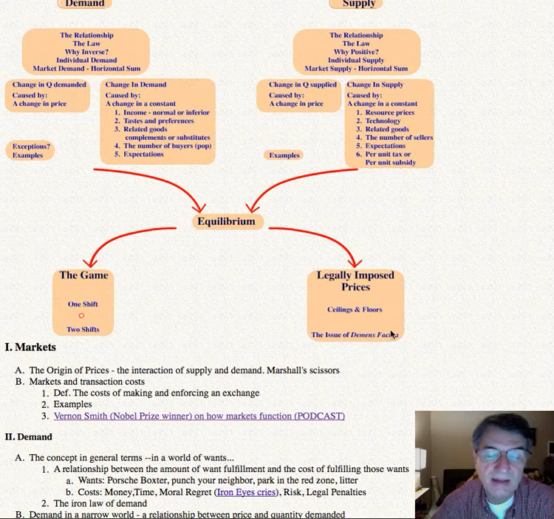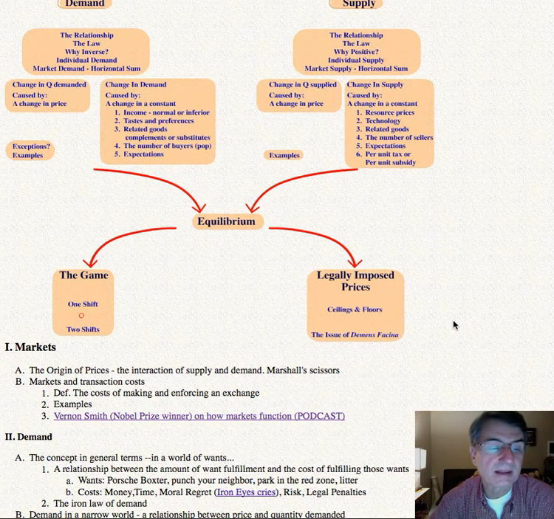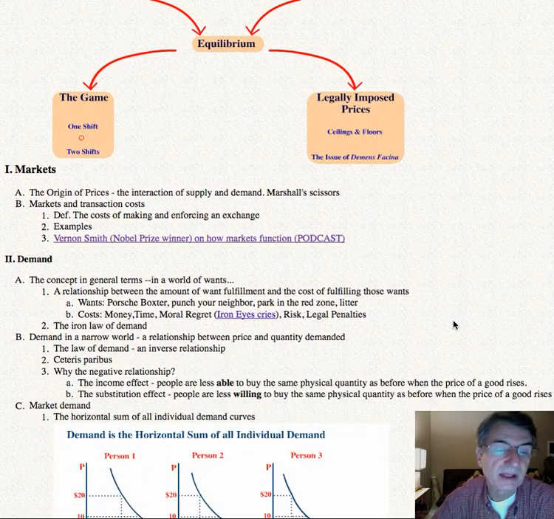Dementia facina here is Latin for craziness, I believe, even though I'm not a Latin scholar. I do play one in the classroom, though.